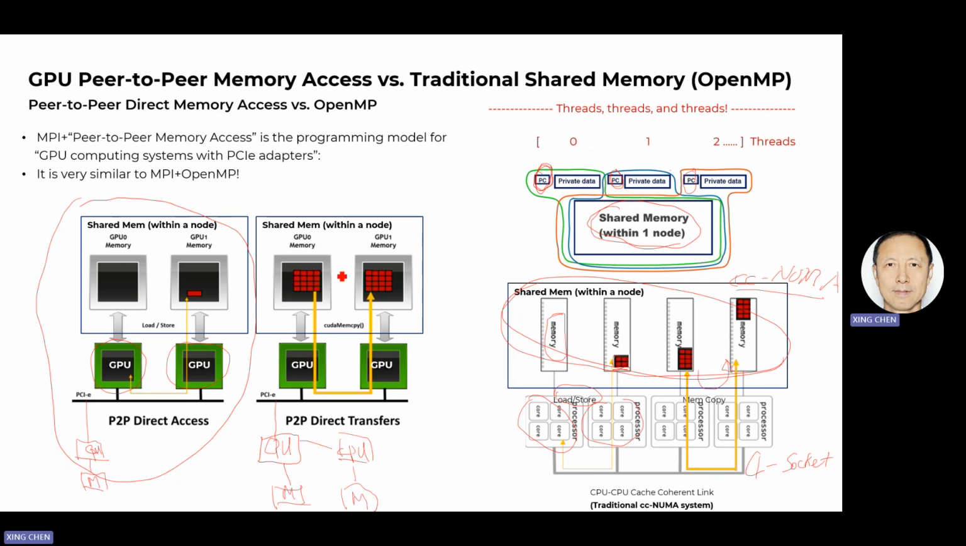Why? If we focus on this one, don't you think that's too similar to this kind of ccNUMA system? And if this programming model is okay with the ccNUMA system, why couldn't it be applied to this GPU system? So that's too similar.